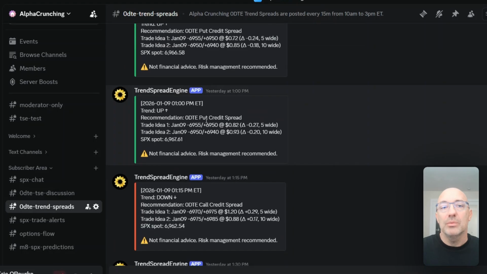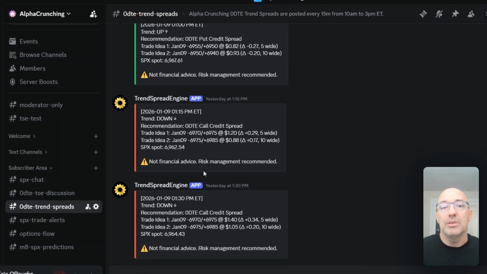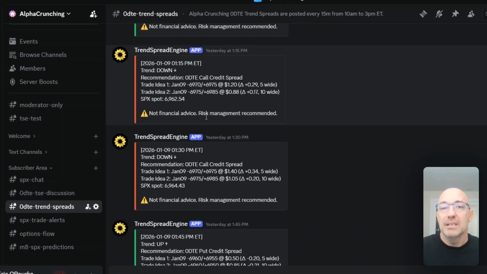So you can see throughout the day, depending on the day, you could get lots of bull trades. You could get lots of bear trades. You could get a mix. Oftentimes there's a mix. There's usually some kind of pullback in whatever trend might be established.